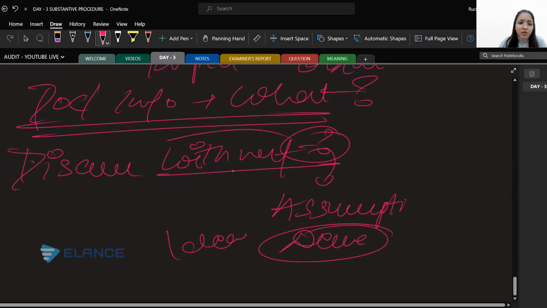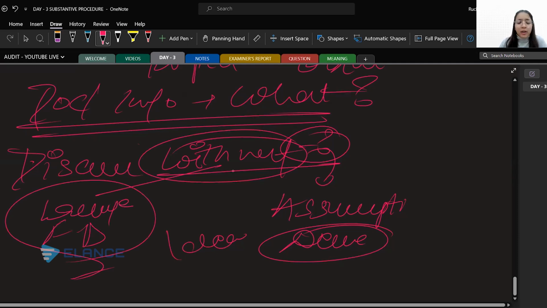It does not necessarily have to be with the management. It can be with the lawyer. It can be with the finance director. It can be with anybody. So discuss with the management what. So what is nothing but the document information.